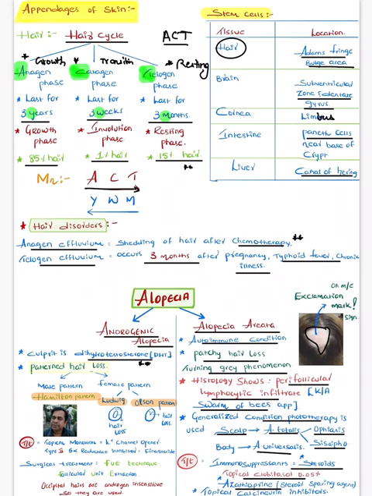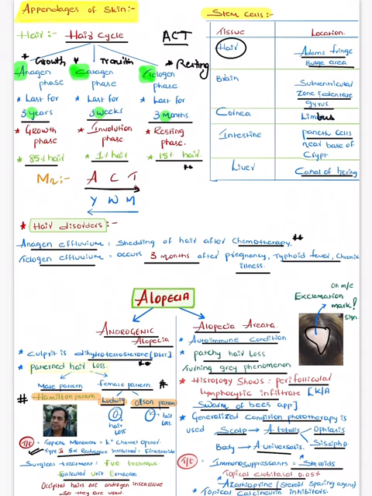Now coming on to pattern hair loss. It may be either male pattern or female pattern. Male pattern is given by the Hamilton-Norwood classification, and female pattern is given by the Ludwig classification or the Olsen classification. Treatment: you will give minoxidil, that is a potassium channel opener, and a type 2 5-alpha reductase inhibitor, that is finasteride. This is very important.